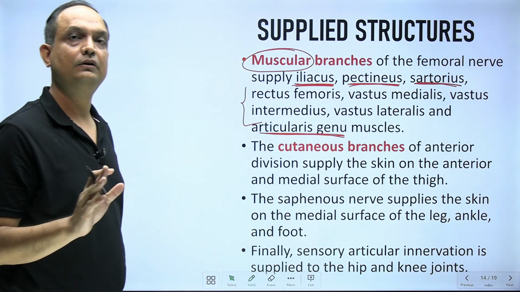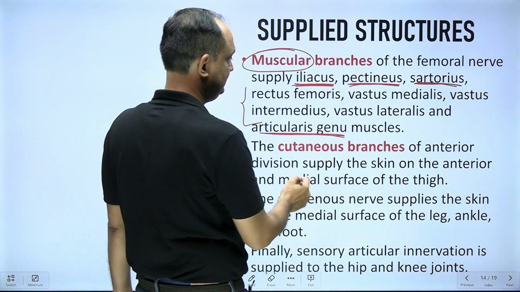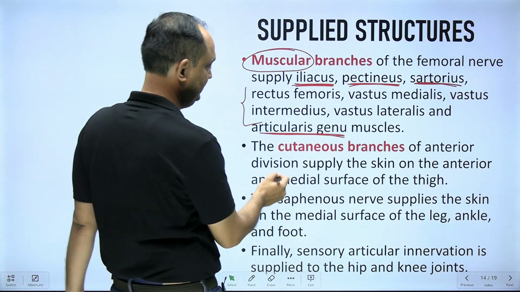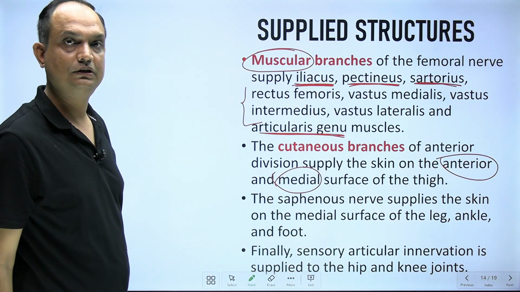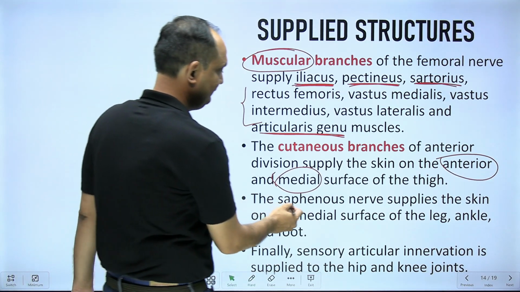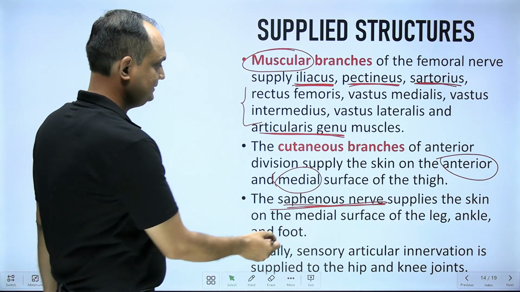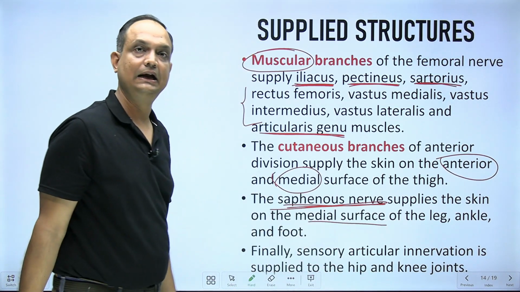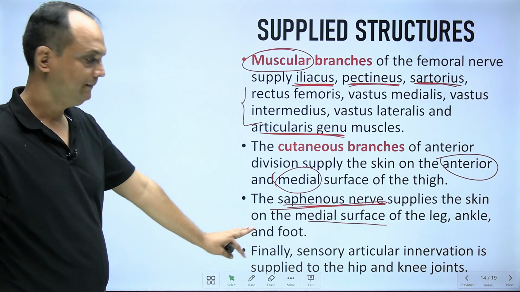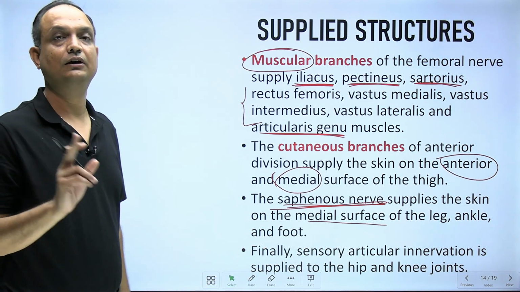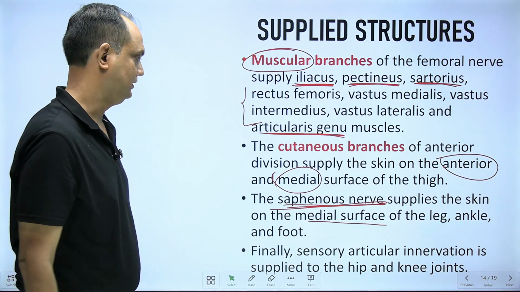Then which part of the skin is supplied by the femoral nerve? It divides and supplies the anterior and medial surface of the thigh by the medial and intermediate cutaneous nerves, plus it will give the saphenous nerve. I told you that the saphenous nerve does not supply the thigh, but it supplies the medial side of the knee joint, ankle and leg, along with the medial side of the foot. Clear? And lastly, the nerve will also supply two joints, one is the hip joint and another is the knee joint.